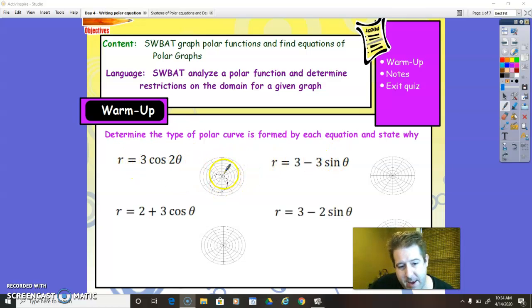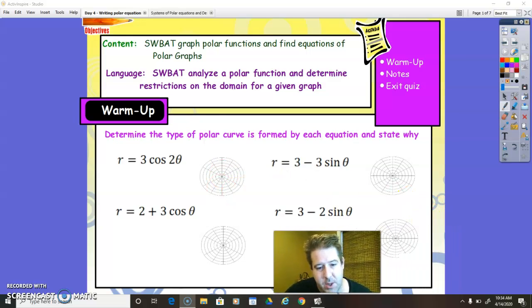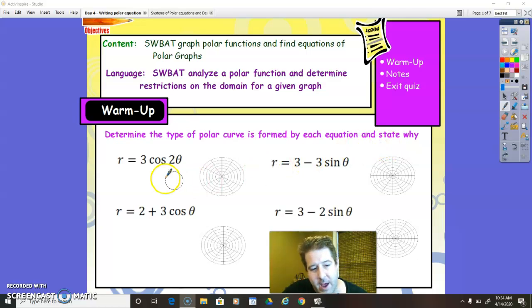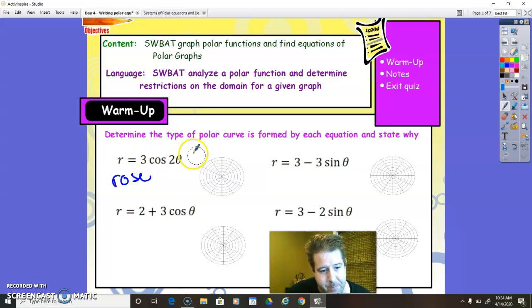I added a little graph so I can show you demonstrations of what it would look like. It says in the warm-up, determine the type of polar curve that is formed. So what kind of polar equation is it and why? This one is going to be a rose, and the reason it's a rose is because there's no plus or minus. It's just 3 times cosine of double angle.